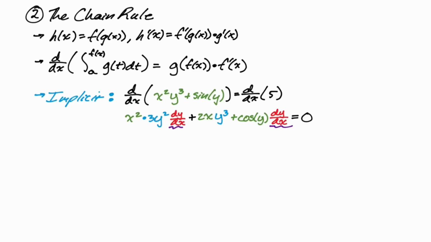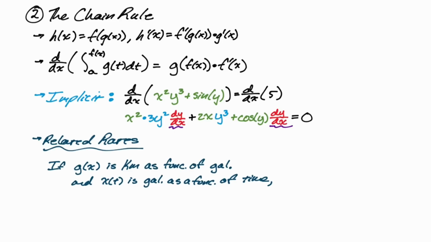The next place that you might see the chain rule that I think is super underrated is actually just related rates. So for example, you'll have problems that say if g of x is measuring kilometers as a function of gallons, and x of t is gallons as a function of time, and then you're trying to find dg dt. A hint that you're going to use the chain rule, I mean, they're really doing related rates, but a hint that this is the chain rule would be that g is a function of x, but you're being asked for dg dt. So as soon as you're being asked for the derivative of a function with respect to something that is not the independent variable for that function, chain rule problem.